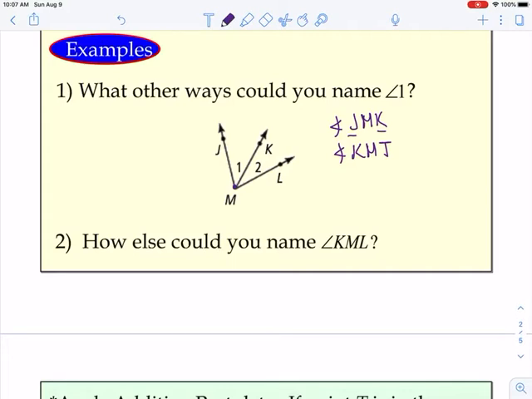For number 2, how else could you name KML? If you have trouble with the 3 letters and determining which angle that they're talking about, you can always trace the angles from the letters that they give you. So go to K, trace down to M, and then over to L. So that gives you that angle right there. So that could also be angle 2.